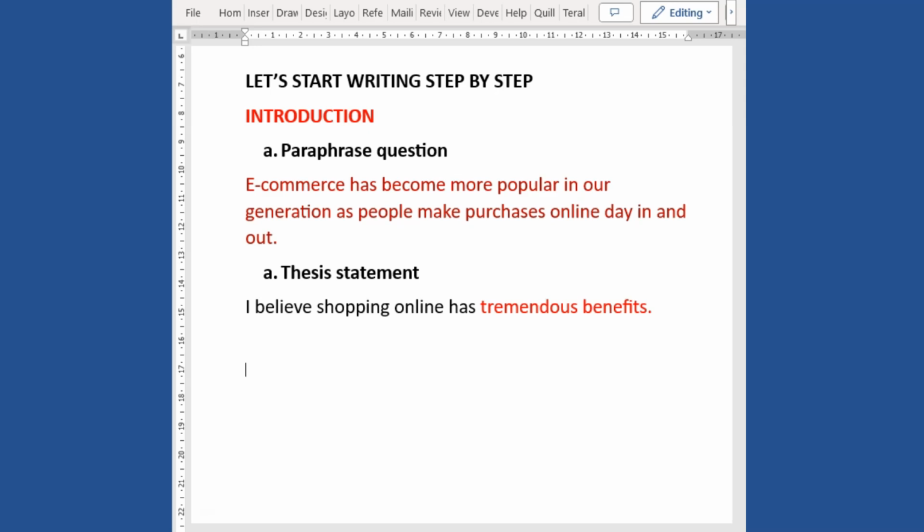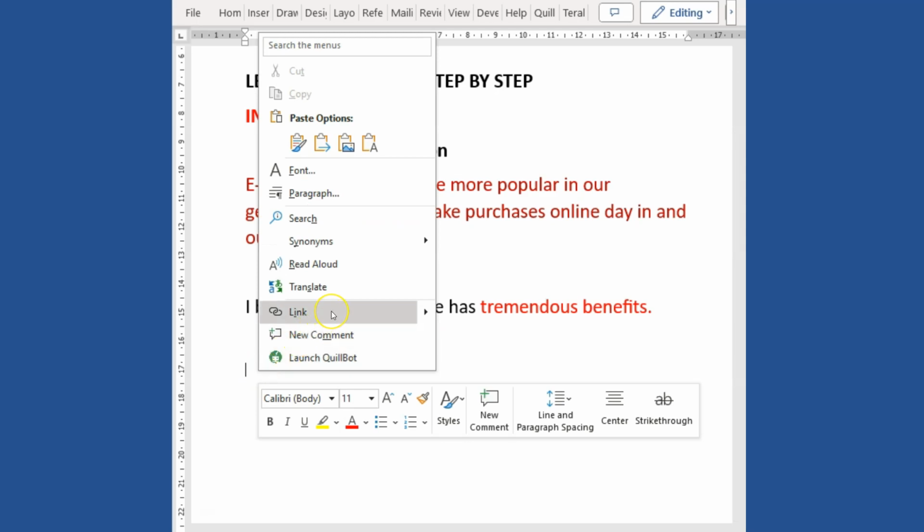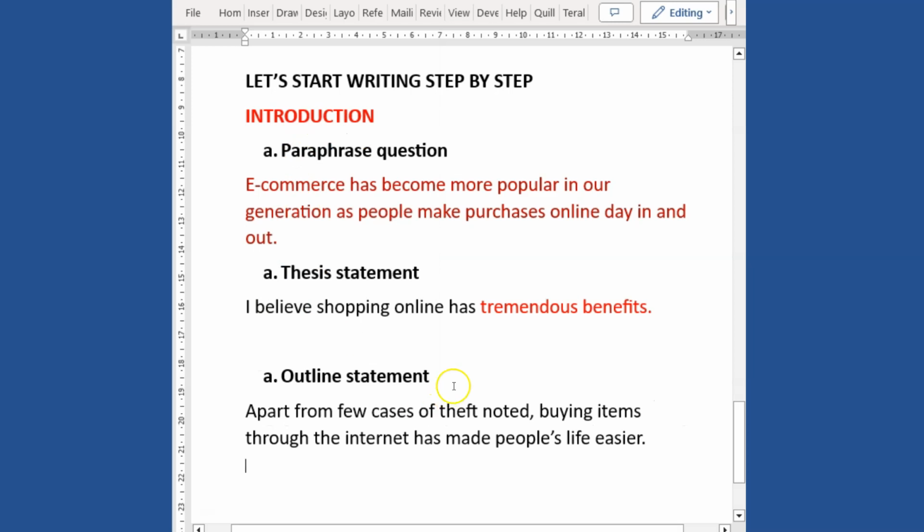All right, so after writing my thesis statement, I now come to the outline statement, where I'm going to state the two arguments on both sides, why some people are saying that it has disadvantages, or why I think that the advantages outweigh the disadvantages. So I'm going to just state the points that I'm going to use. I told you that you can start with the one that you think has less weight. Okay, so that is how I started it.